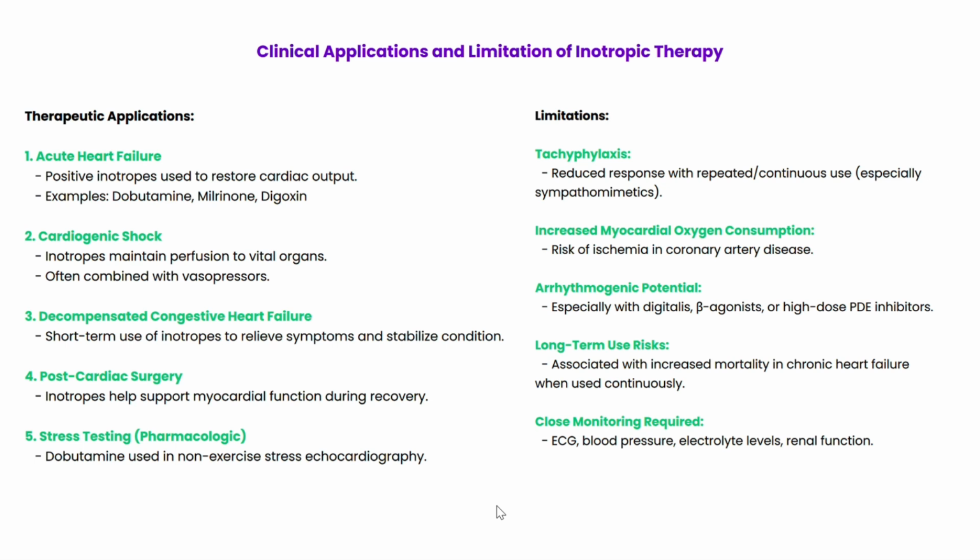Second, cardiogenic shock. This is a critical condition where the heart's pumping function is so poor that the vital organs start getting underperfused. Here, inotropes can literally be life saving, helping restore circulation. Often, they are used alongside vasopressors to both improve contraction and maintain the blood pressure.